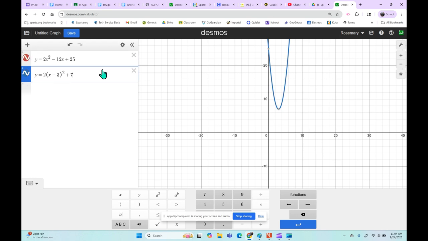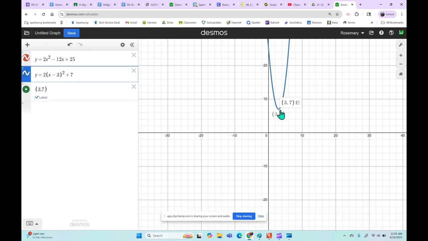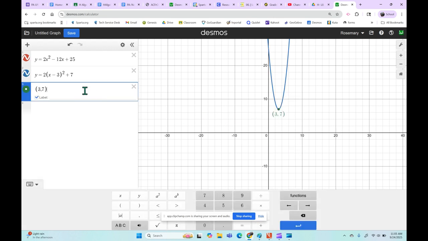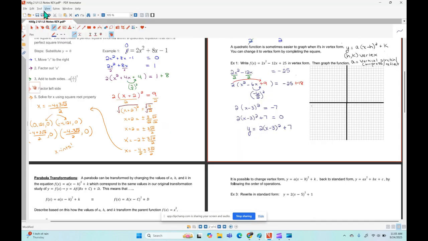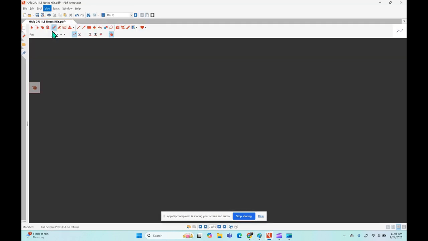All that happens is I change color here. We can also see that the point 3, 7, the h and the k here, are the vertex showing up right there. So we can see that there. So we haven't made a mistake. Okay, now let's continue.